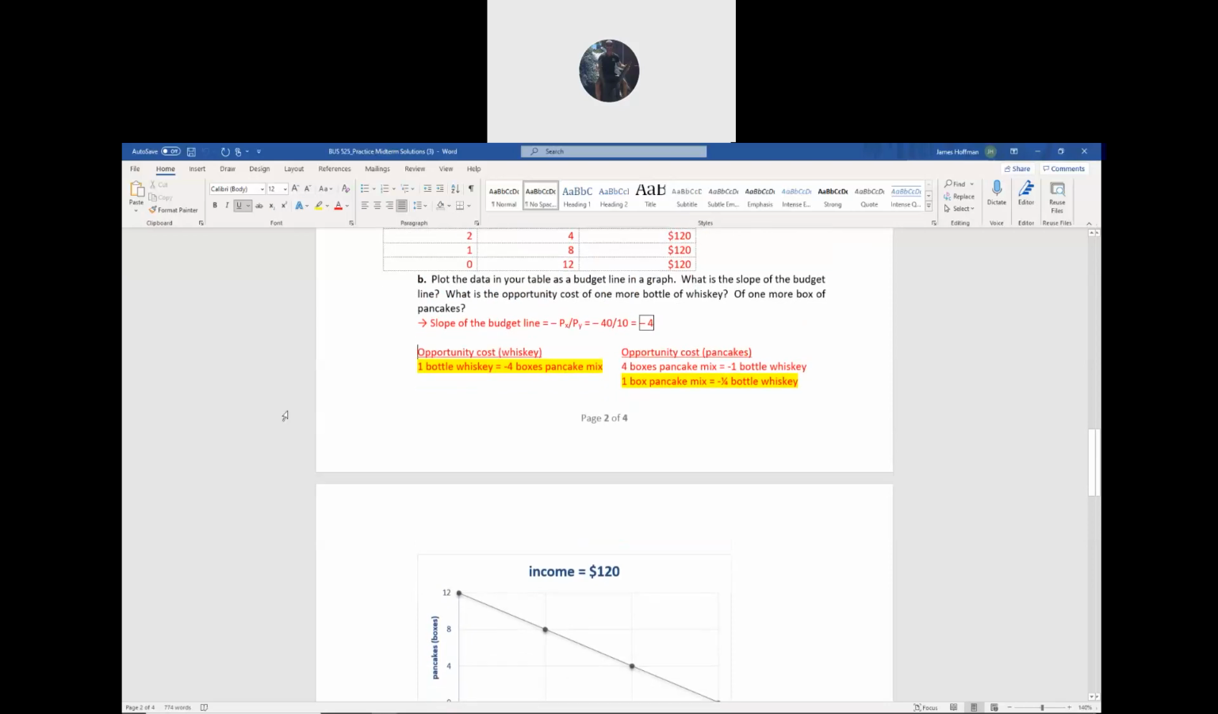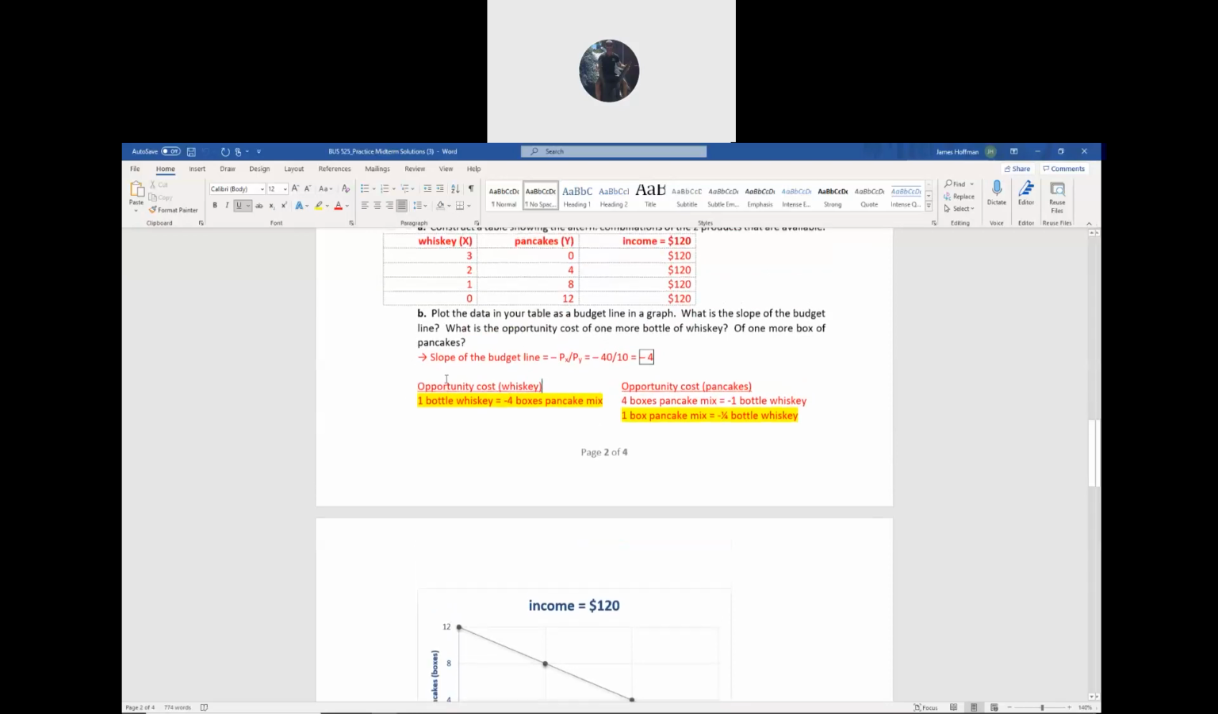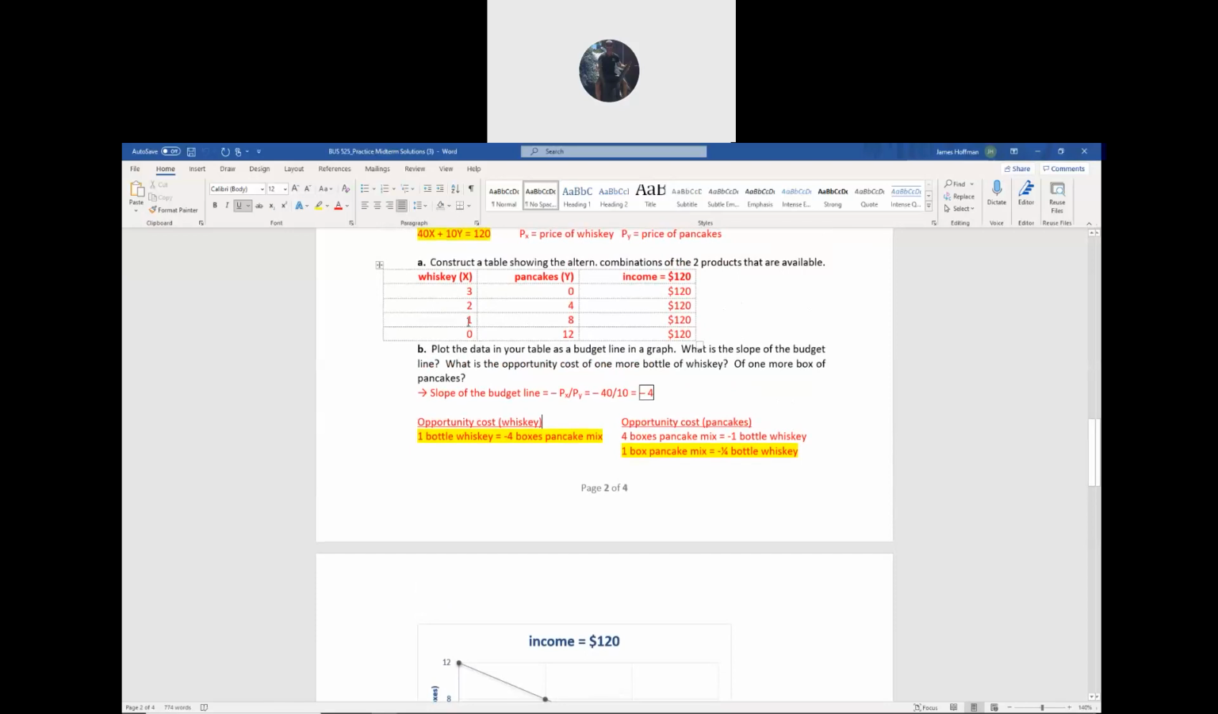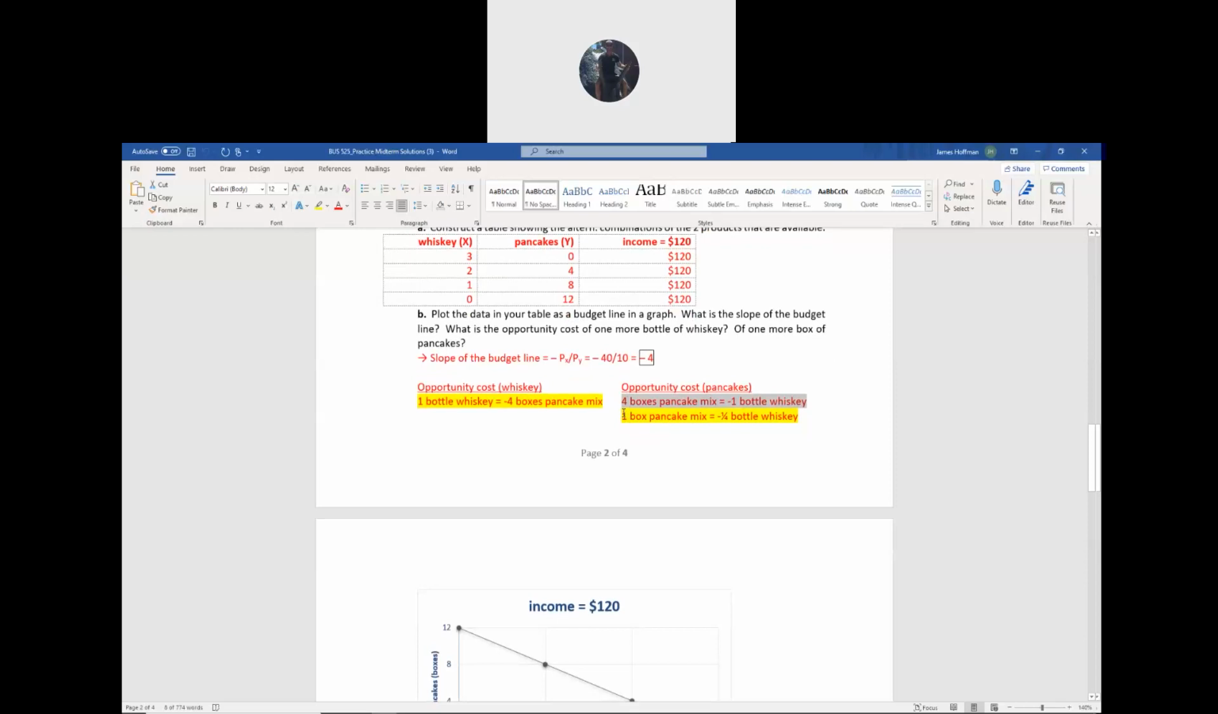Okay, what's the opportunity cost of one more bottle of whiskey? Each time you buy a bottle of whiskey, you give up 4 pancakes, right? So plus 1, minus 4, plus 1, minus 4. So 1 bottle of whiskey is equivalent with an opportunity cost of negative 4 boxes of pancake mix. And flip it around for pancakes. Every time you buy 4 boxes of pancakes, you give up 1 bottle of whiskey. So 4 boxes of pancake mix, you're giving up 1 bottle of whiskey. And if you divide by 4, that means that 1 box of pancake mix is equivalent to giving up a 4th of a bottle of whiskey.